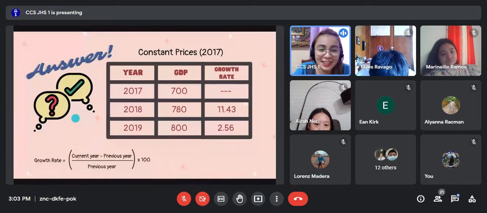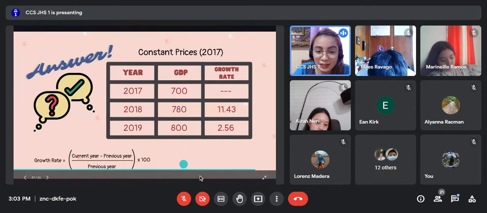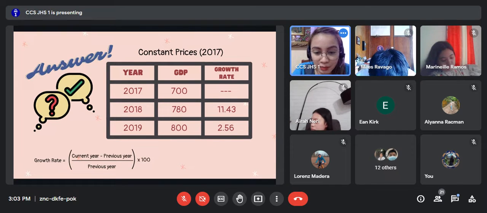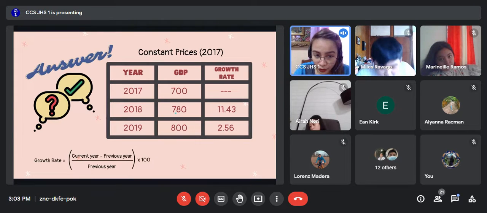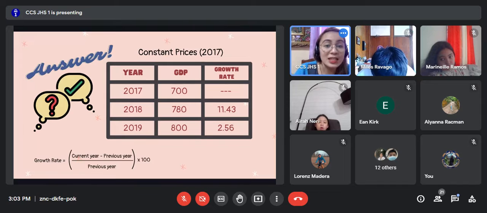Okay, so going back, the same goes with 2019. The current data for that year is 800 minus 780 over 780 times 100, then that will give you 2.56%. Now, what does that mean? It means that for 2017, the GDP is 700, and for 2018, the GDP is 780. Therefore, there is an 11.43% increase in the GDP for year 2018 from 2017.